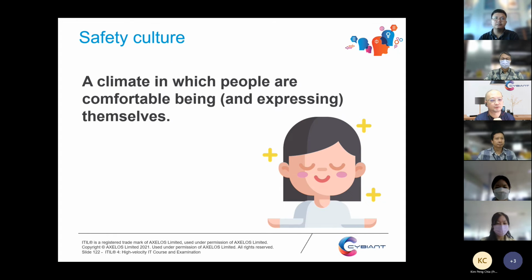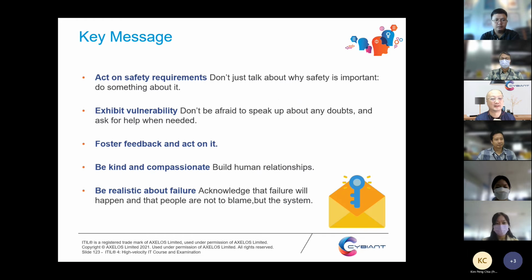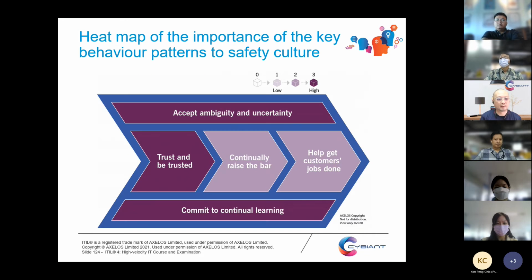Okay, safety culture. We said that safety is not about falling down or not having an accident. Okay, not bumping into somebody at the corridor. Let's talk about explaining or sharing your point of views. Okay. Right. Then the next one, the heat map, which explains that.